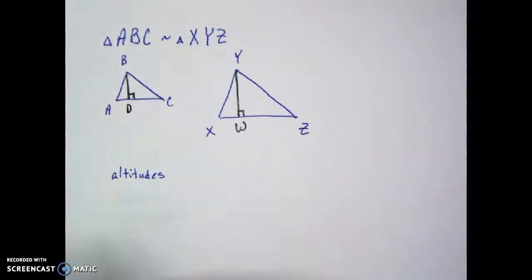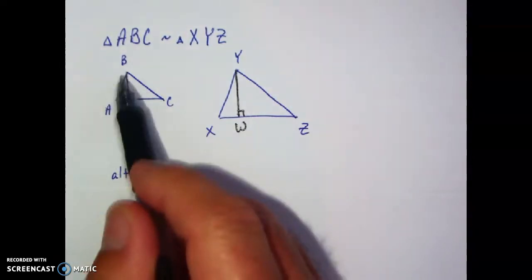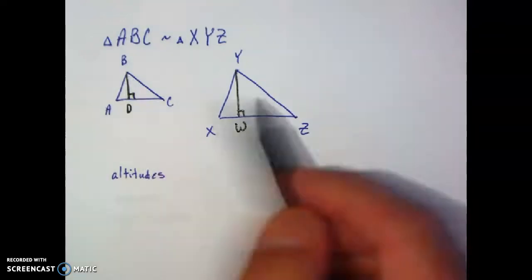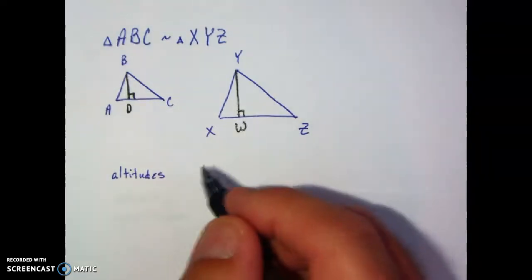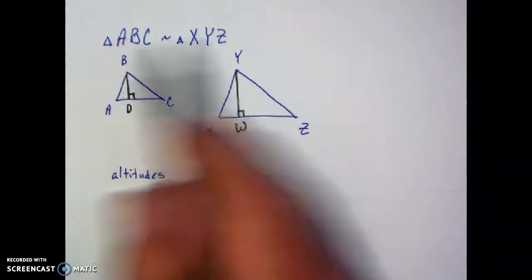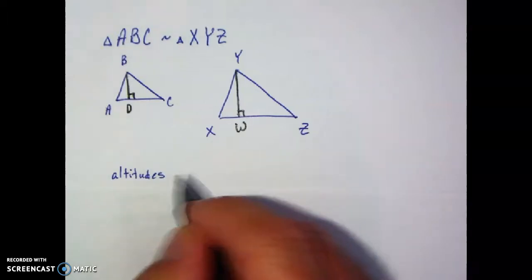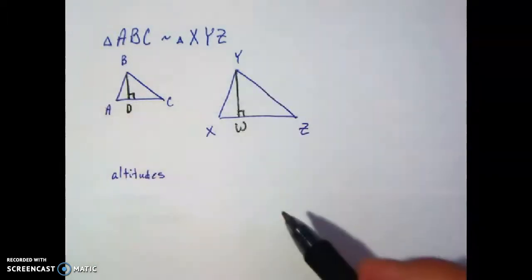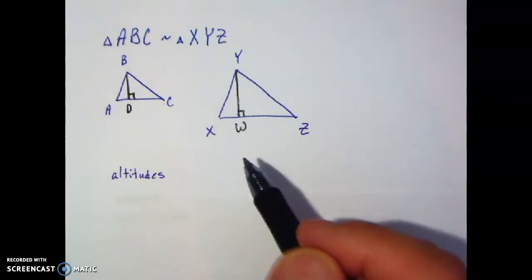So we could set up a proportion, say segment AB over XY would have the same ratio as BD over YW. So when we're looking at these similar triangles, we know that corresponding altitudes are going to have the same ratio as these corresponding sides. We can set up proportions to find those.